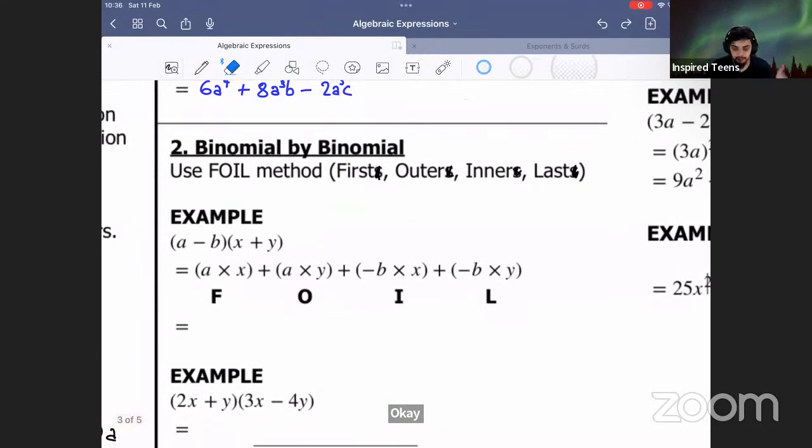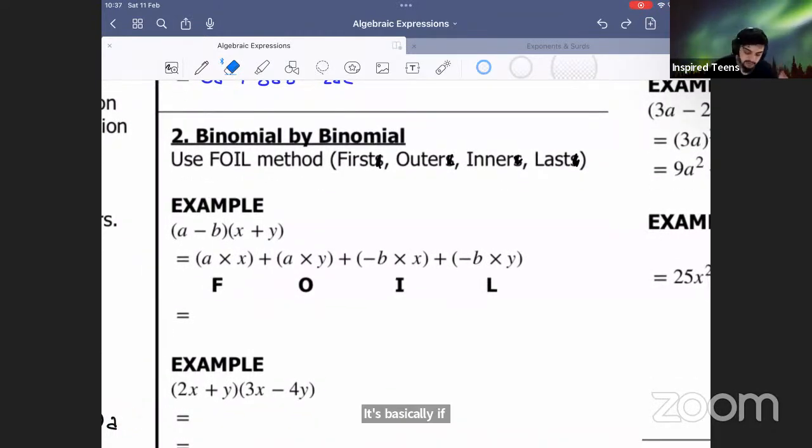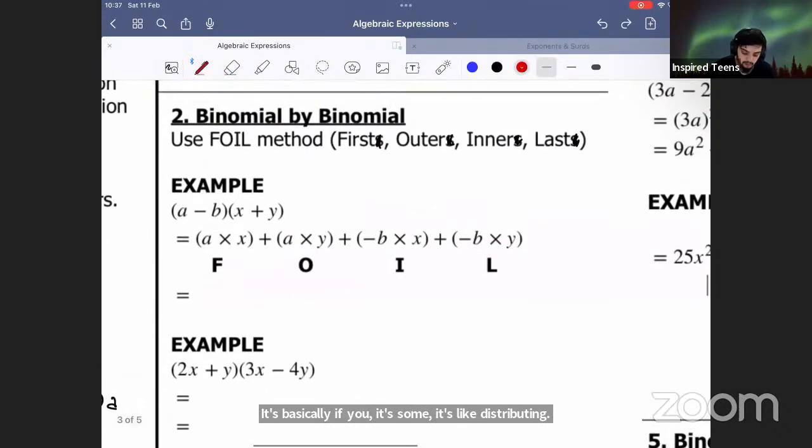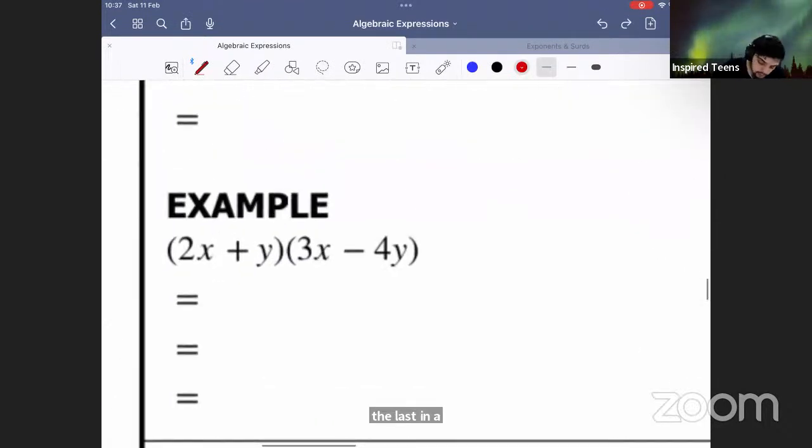Yeah, it is. It's basically like distributing, but you're just distributing both essentially. It's called FOIL. It's a multiplication method where you multiply the first, the outer, the inner, and the last in a binomial by binomial. Okay, so first in each bracket, we have two different brackets.